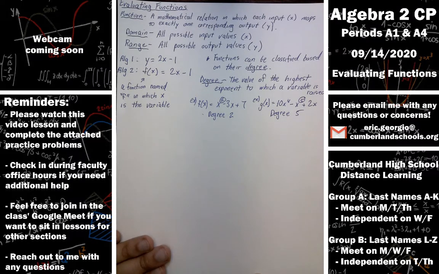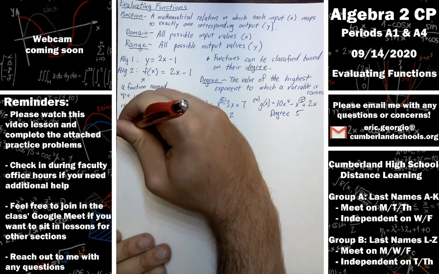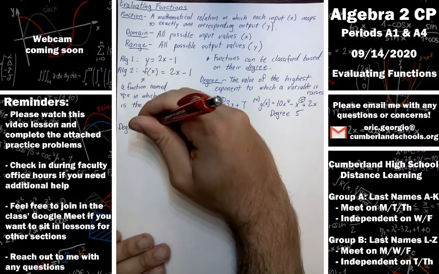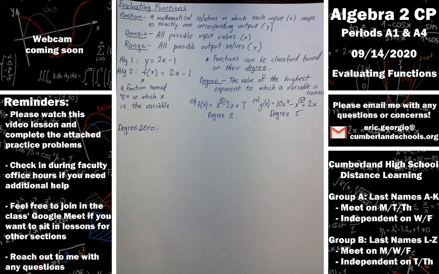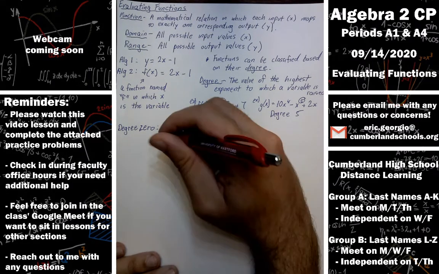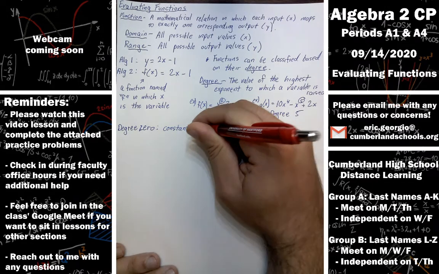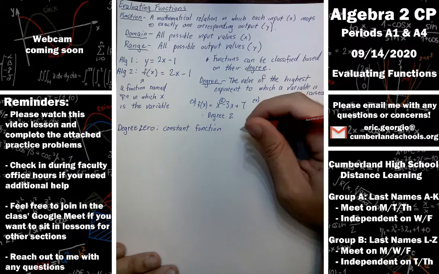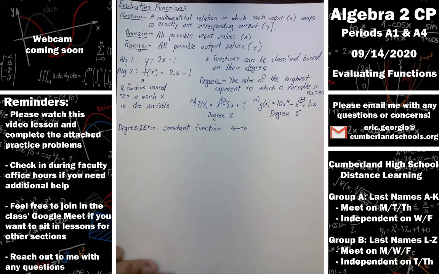So when you start categorizing functions based on their degree, the lowest degree function that you can encounter with a polynomial function is degree 0. Okay? And a degree 0 function is what's referred to as a constant function. And it graphs to a horizontal line. Looks like this. Okay, it's a line with no slope.